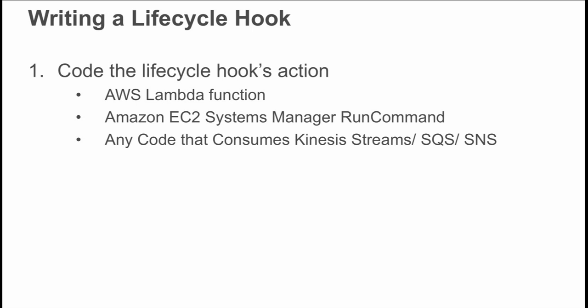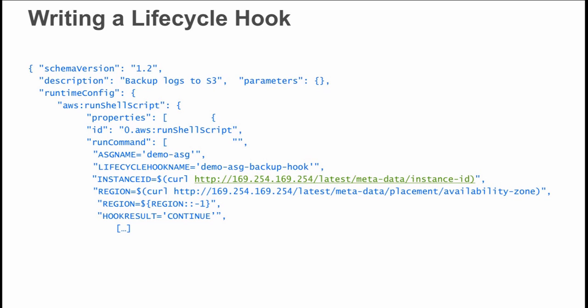It can be a Lambda function, it can be a run command, it can be any kind of code that consumes streams, SQS, SNS, for example, right? So there's various ways to hook this together. Very recently, we actually launched an addition that allows you to trigger run command just directly from CloudWatch events. So you can actually save the Lambda function and save a bit of configuration effort.